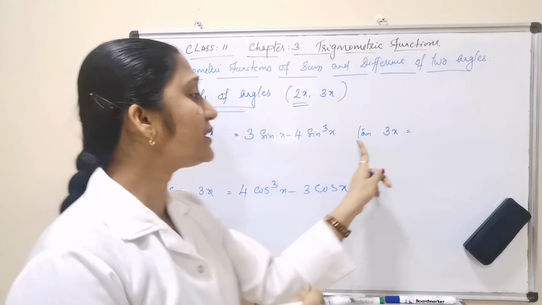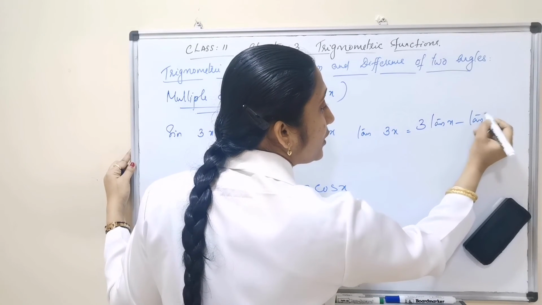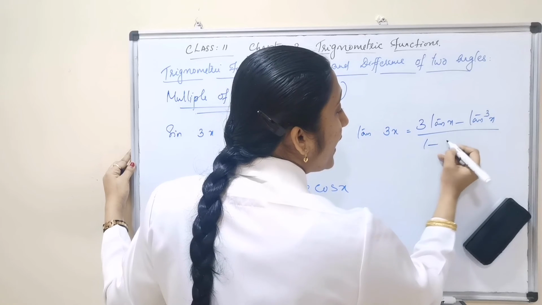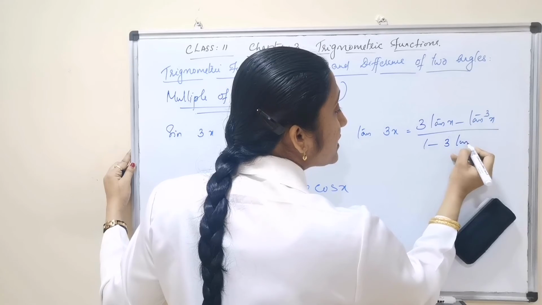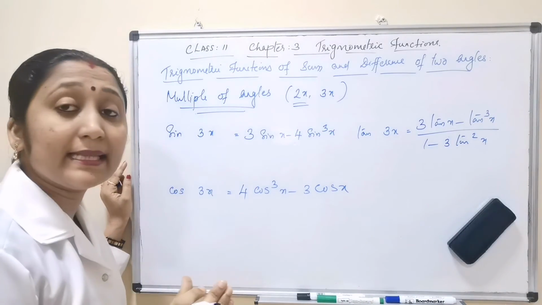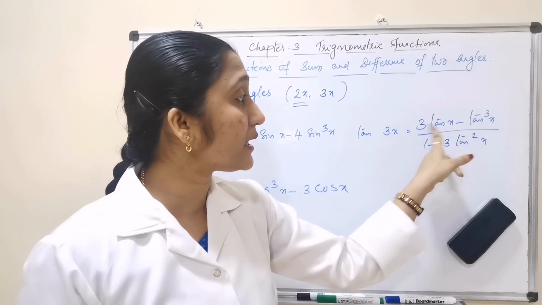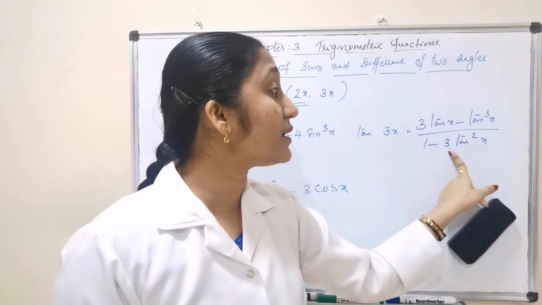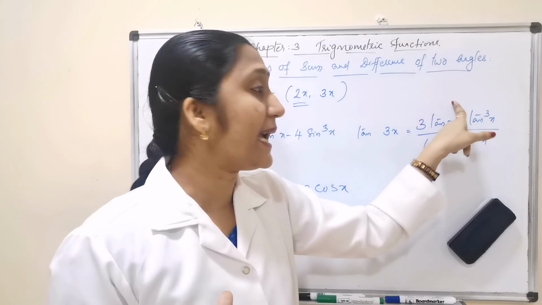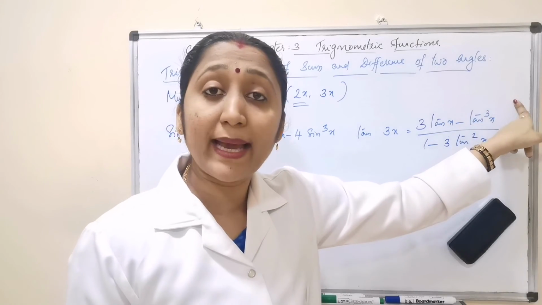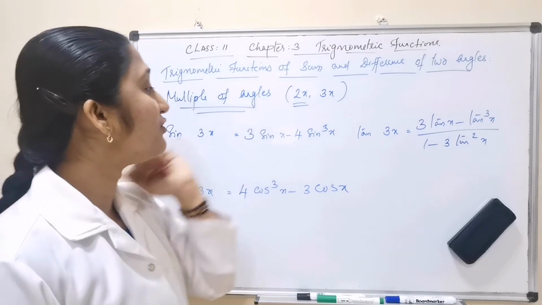Next is tan 3x. What is tan 3x? 3 tan x minus tan cube x by 1 minus 3 tan square x. So tan 3x means 3 tan x minus tan cube x divided by 1 minus 3 tan square x. Once more, the multiples of 3.